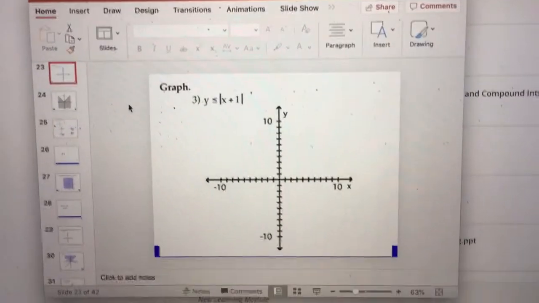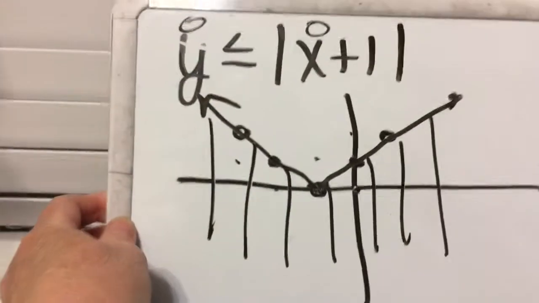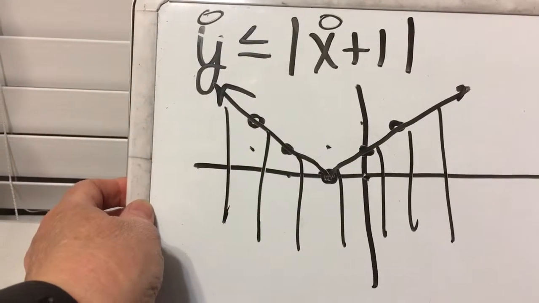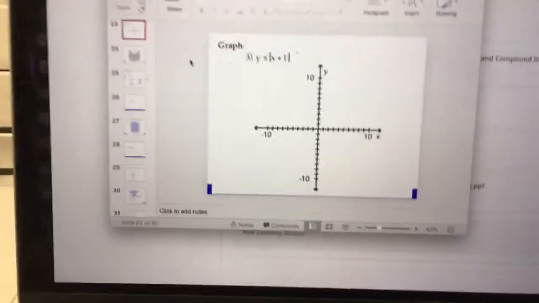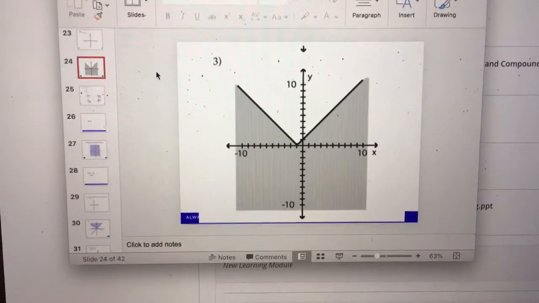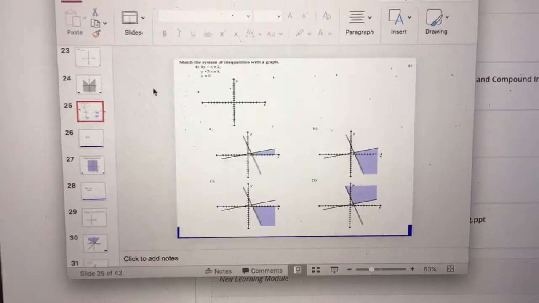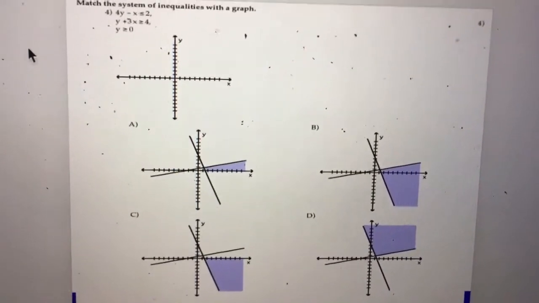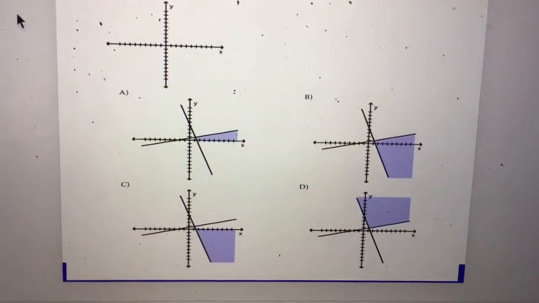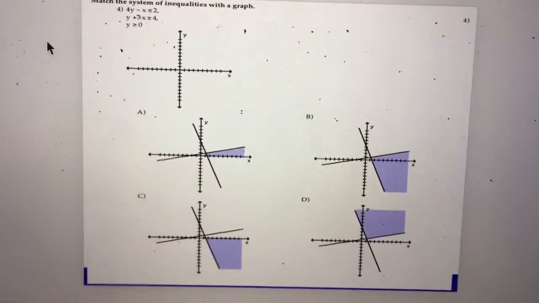All right, so here are the answers. This was number 3, which was the absolute value that we did, and this is what we got. And they have given you the same thing, and there's their graph, which looks just like what we had. And then we did problem number 4, and they're just asking you to graph the system, and then they're giving you 4 to choose from.